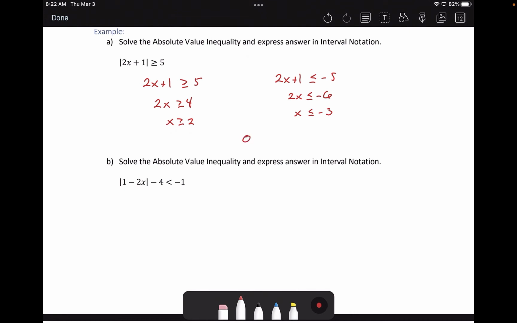So 2 is filled in and going to the right. X is greater than 2. And then negative 3 is over here. Negative 3 filled in. We are including negative 3 and we're going to the right. So we have two distinct intervals here. Our interval notation is negative infinity up to negative 3, including the 3, union 2 to infinity. And again, we're including the 2 here. This is our interval notation.